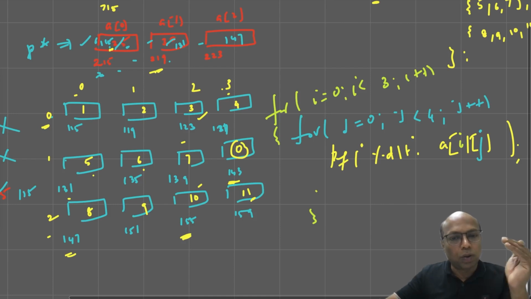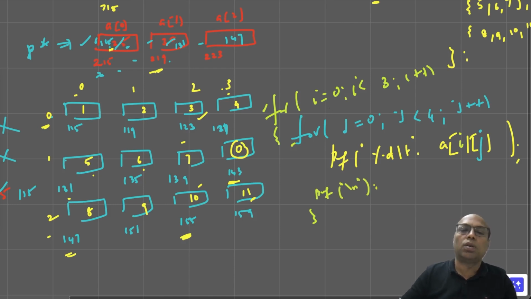See, the outer loop deals with the rows, the inner loop deals with the columns. You remember we talked about nested loops. After every row, I want a new line, printf \n. How it works: when i is 0, 0 is less than 3, the condition is true, and it comes inside. j is 0, 0 is less than 4, the condition is true. A of 0, 0 will give me 1. Then j became 1, 1 is less than 4. A of 0, 1 will give me 2.